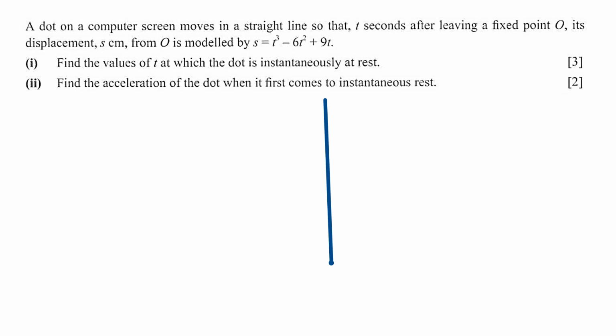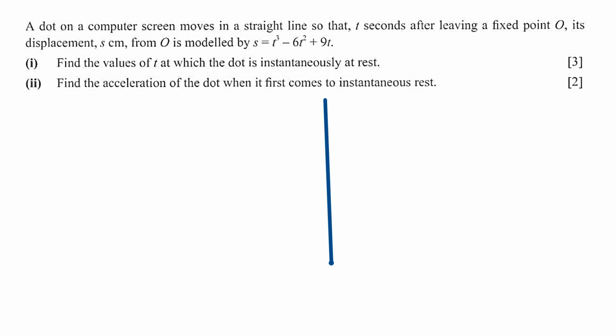So in this question, we have a dot on the computer screen. The dot can move left or right. The displacement is given by s equals t cubed minus 6t squared plus 9t. Find the values of t at which the dot is instantaneously at rest.